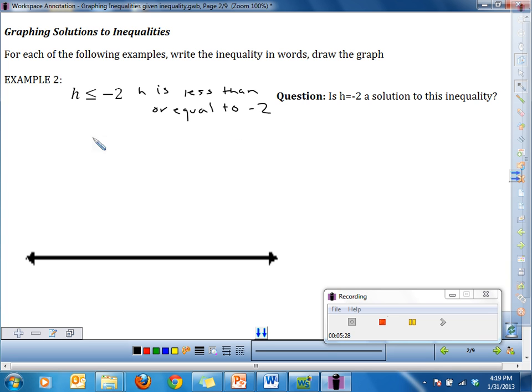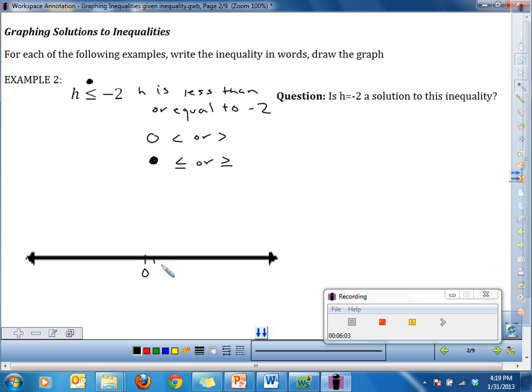Now remember, our second step is that first thing we should do before we even talk about this is figure out what kind of circle do we want. Do we want an open circle or a closed circle? Remember, open circles we use for less than or greater than. Closed circles we're going to use for less than or equal to or greater than or equal to. So I'm looking at this and I have a less than or equal to sign, so I want to use a closed dot. So I'm going to go ahead and I'm going to draw my number line.